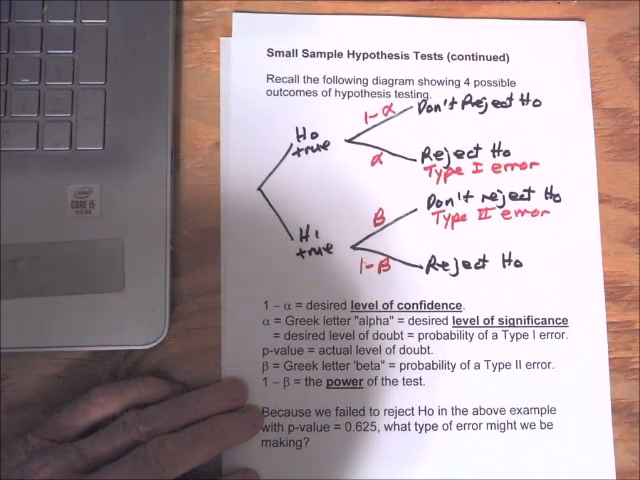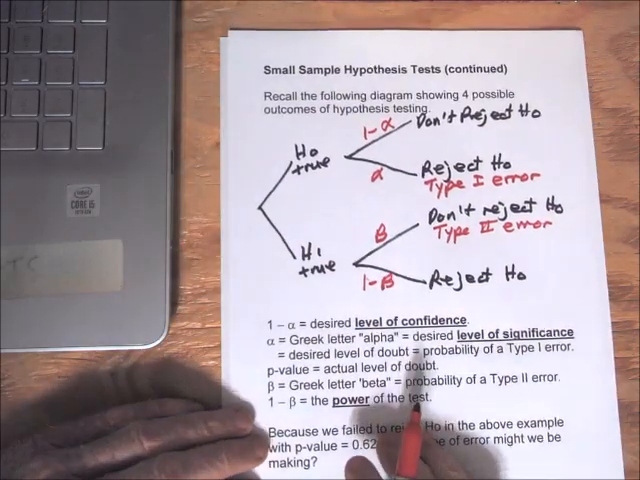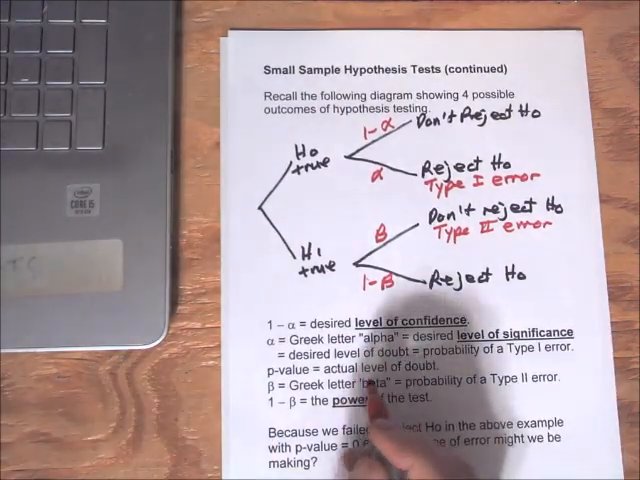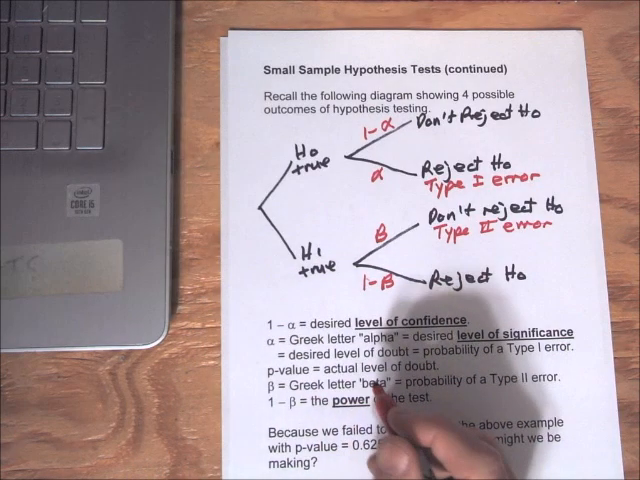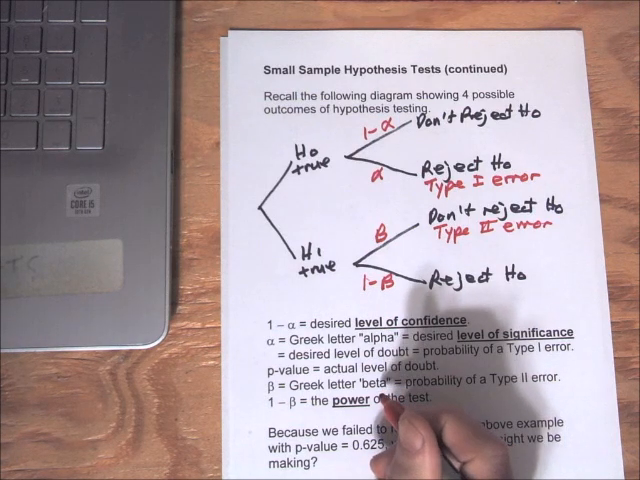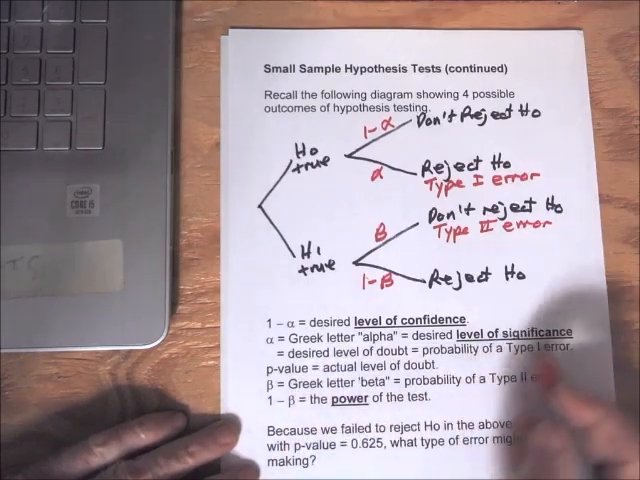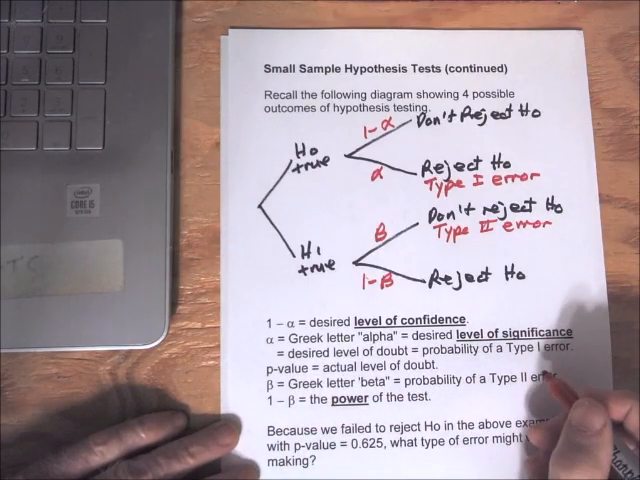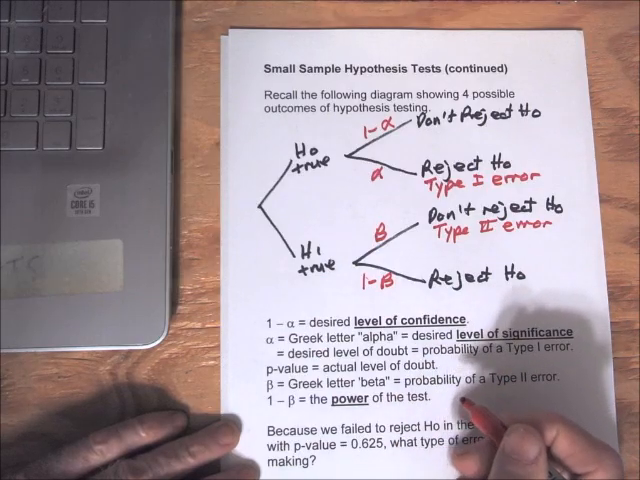Usually beta is not computed because in order to compute beta we need a specific value for p in the alternative hypothesis. So usually we have a greater than symbol or a less than symbol or not equal to symbol in the alternative hypothesis rather than a specific value. So beta is usually not computed. 1 minus beta is called the power of the test.